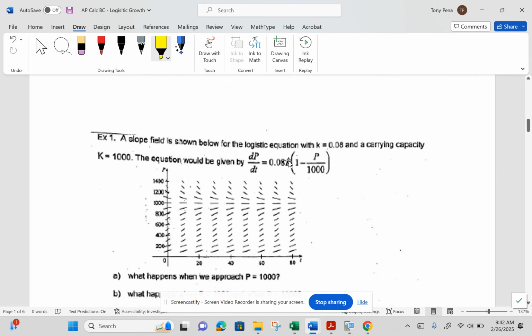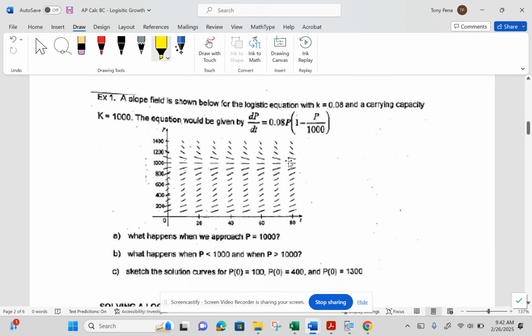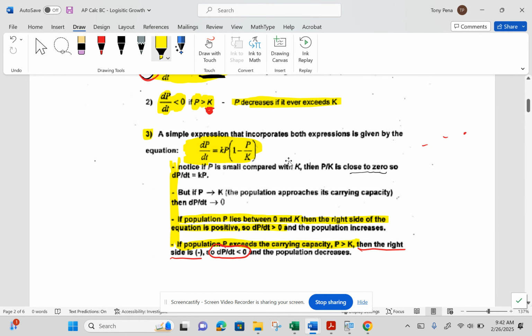All right, so now on the next page, it says a slope field is shown for the logistic differential equation. Oh, let's go back here. Let me not rush too much. Understand what all these variables now are. This big K is your carrying capacity. The P here and the P here, just like it was yesterday, that is your population.